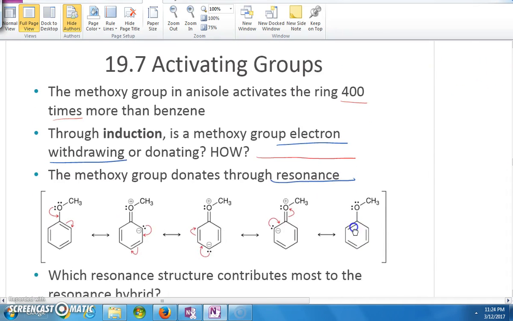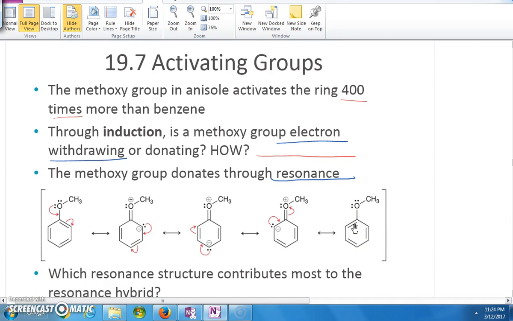The same thing is true for the methoxy group in anisole, which activates the ring 400 times more than benzene through induction. You see, the methoxy group is electron withdrawing. But we'll continue from there in the next slide.